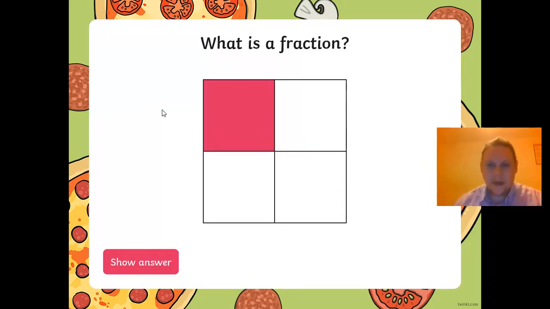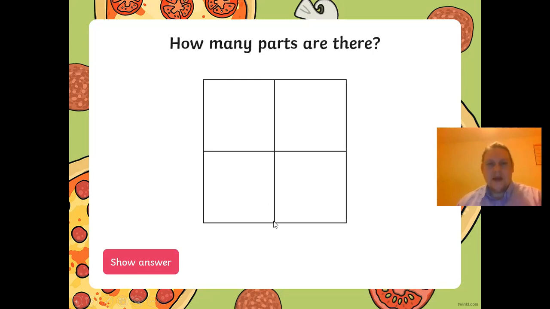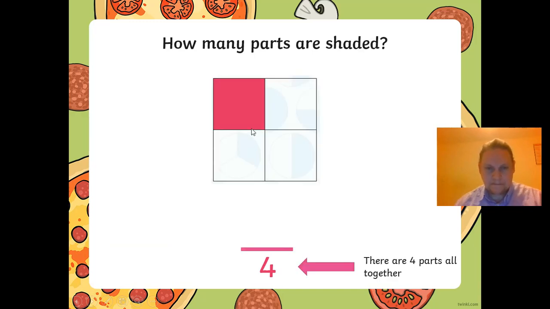Our work for today is to read and write fractions. What is a fraction? A fraction is an equal part of a whole. So we've got our whole here, okay? And a fraction is one part or a number of parts of that whole. How many parts are there? There's 1, 2, 3, 4 parts. How many parts are shaded?